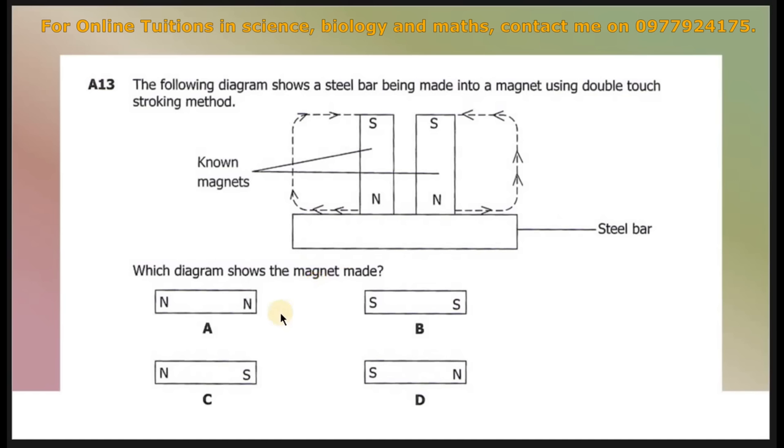So for me, I consider this one, it cannot make a magnet. He said it can. Which one? So B. So B is the answer here.